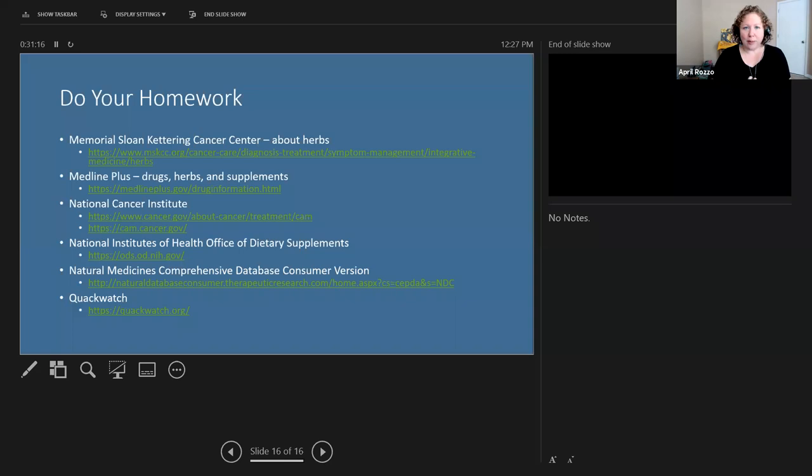And as promised, for your own homework and interest, these are some very reliable resources to research the product, the health claim, the efficacy, the safety. There are some sites on here that are specific to supplements used in cancer or their interactions with cancer treatments, like Memorial Sloan Kettering's website, the National Cancer Institute. There are also some bigger databases. The National Institutes of Health Office of Dietary Supplements, the Natural Medicines Comprehensive Database, and then QuackWatch, I really like that. If there are some new fad health claims, you can do some preliminary research on QuackWatch to see if it's more of a legit claim or more of a myth that's being circulated.